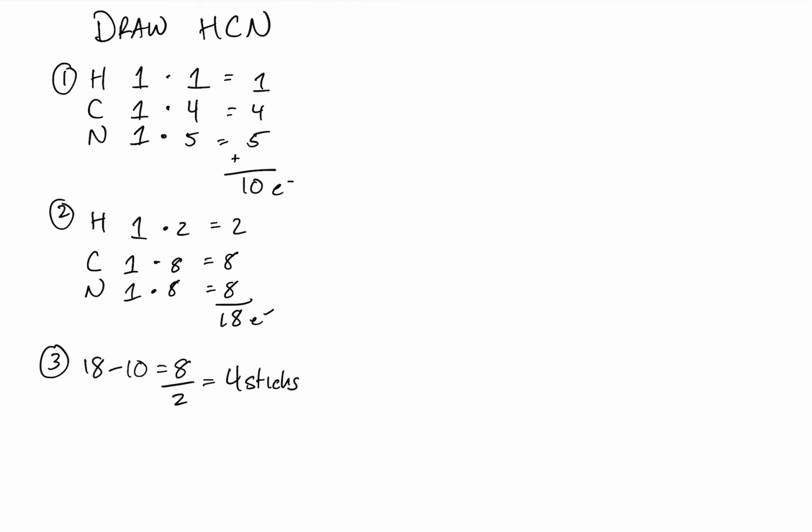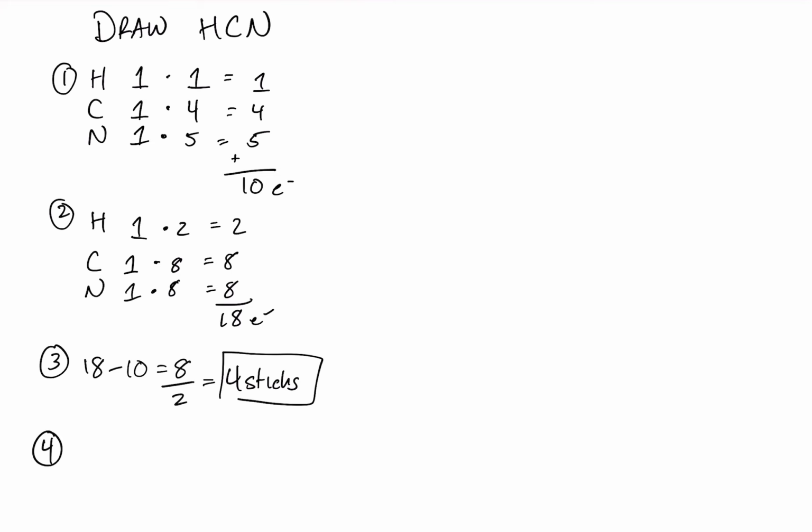Now, that's kind of weird because we only have a central atom, which will probably be carbon because it has the most unpaired electrons, and then we have 2 terminal atoms, the hydrogen and nitrogen. So technically, we would really only need 2 sticks, but we have 4. So that means we probably will have a multiple bond, like a double or a triple bond.